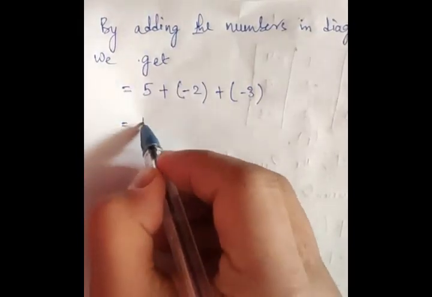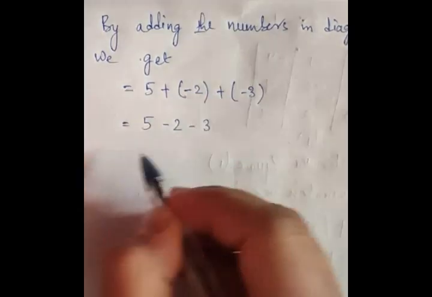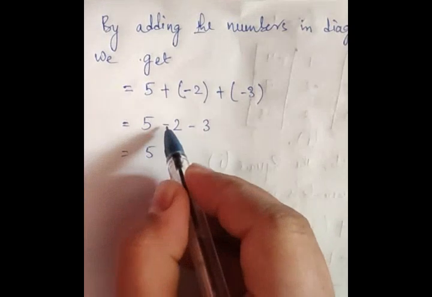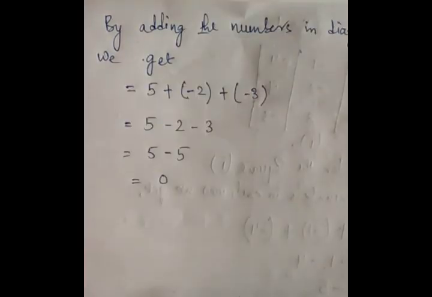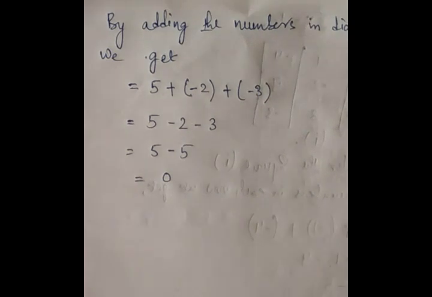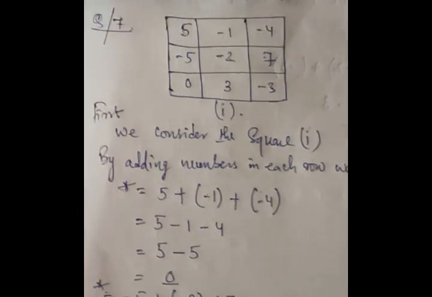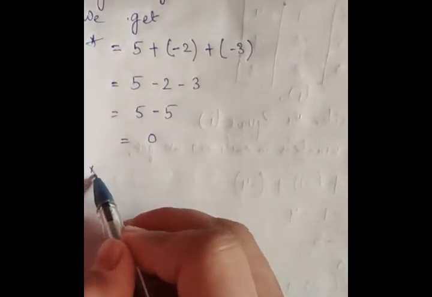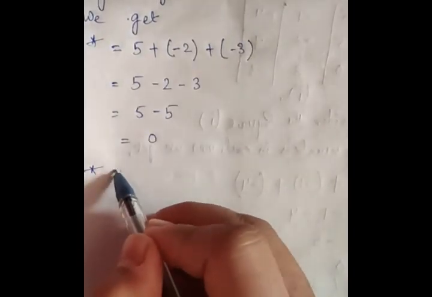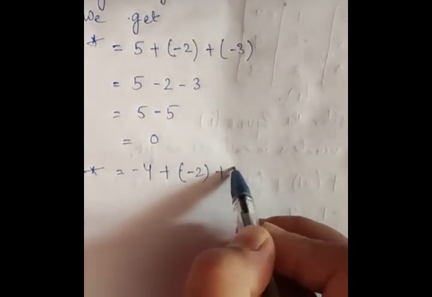So 5 plus minus is minus 2, plus minus is minus 3. So 5 minus 2 minus 5, here you are getting 0, isn't it? So again we have another diagonal, that is minus 4, minus 2 and 0, right? So we have to consider another, this was our first diagonal. So another diagonal we have is minus 4 plus minus 2 plus 0.